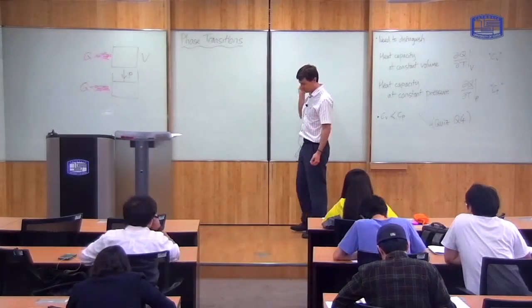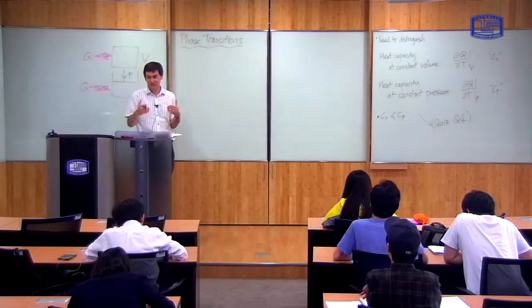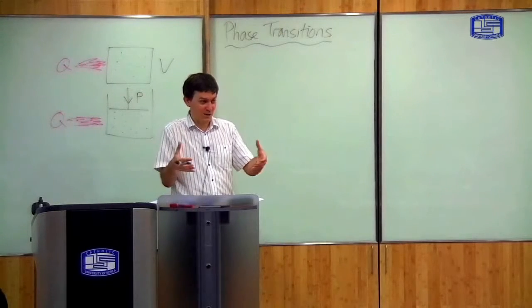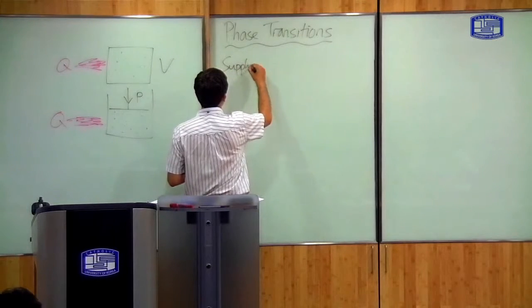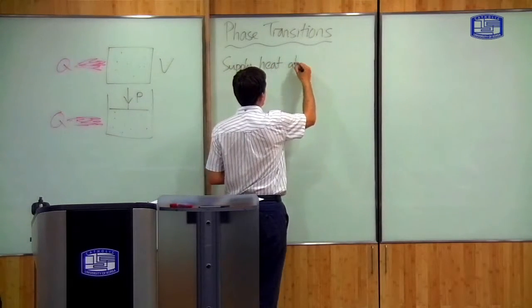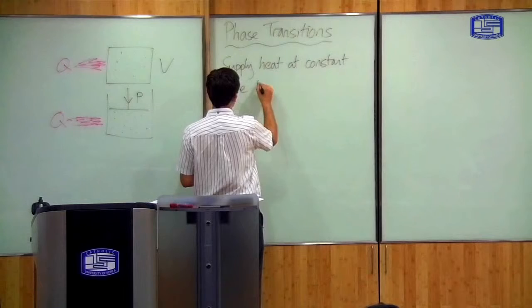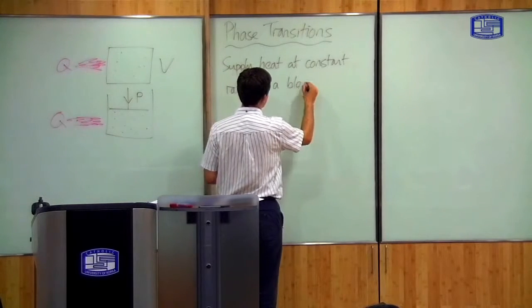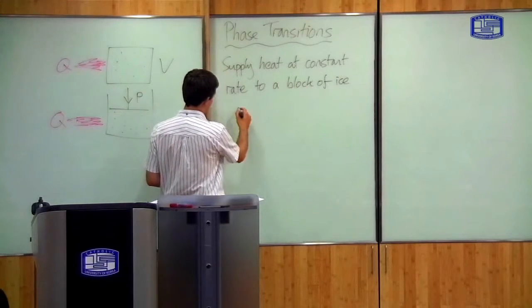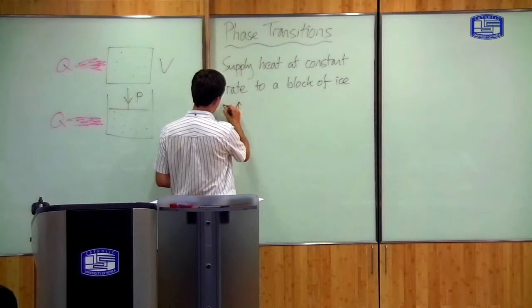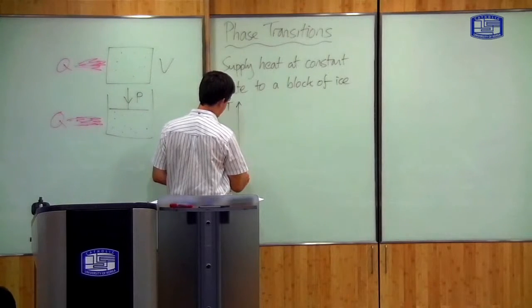So one way to think about phase transitions is imagine that I take a block of ice and then I supply heat to it at a constant rate and I look at what happens to the ice. So I supply heat at a constant rate to a block of ice of fixed mass or whatever. Okay? And while doing this, I can plot a graph of what is the temperature of the ice as a function of time.